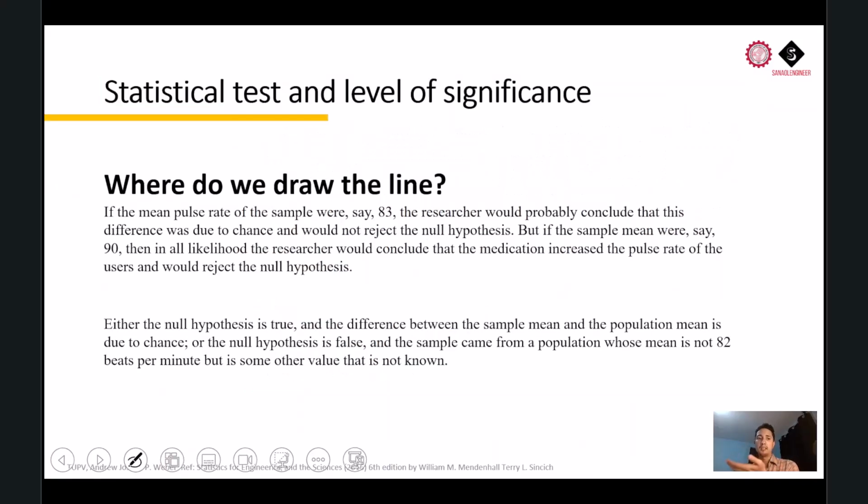So if the sample mean is, say, 83, you would probably conclude that this is just due to sampling error, because every time you do sample, there's always a sampling error. So you would not right away reject the hypothesis, right? But if the sample mean were, say, 90, so it's off by 8 points, then in all likelihood the researcher would conclude that the medication increased the pulse rate of the users and would reject the null hypothesis.